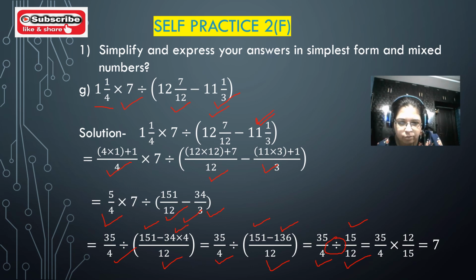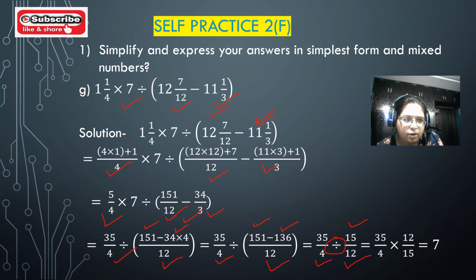Now we cancel 4 with 12, that is 3, and cancel 15 with 35, that is with 5. 5 multiplied with 7 is 35 and 5 multiplied with 3 is 15. So we get 7 multiplied with 3 in numerator, divided by denominator 3. So 7 multiplied with 3 divided by 3 is 21 divided by 3. 21 divided by 3 is 7. And 7 is in simplest form.